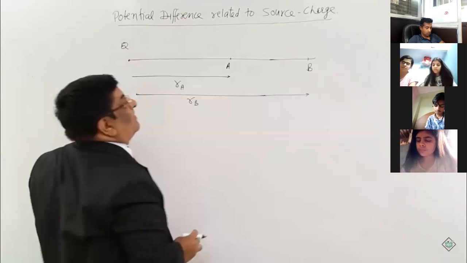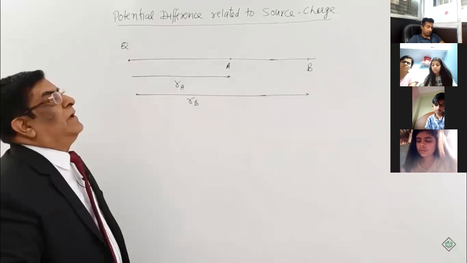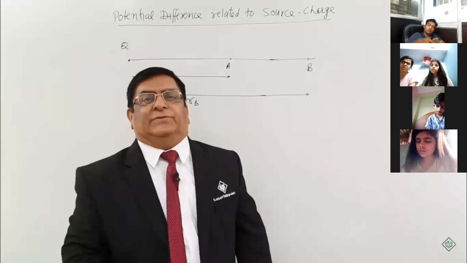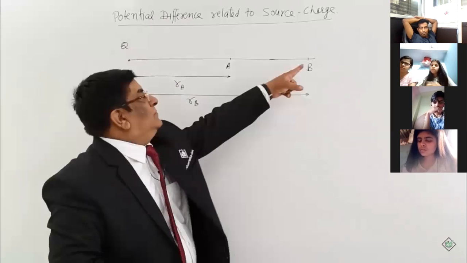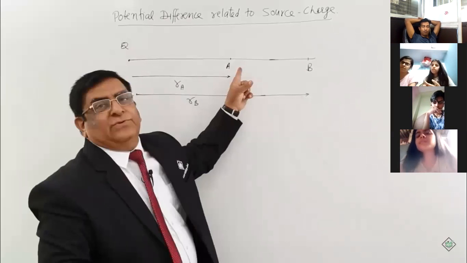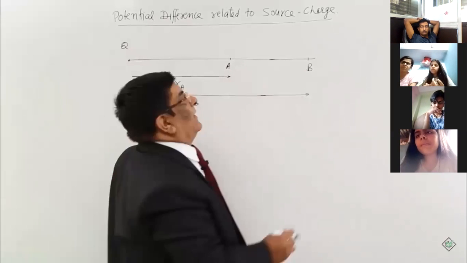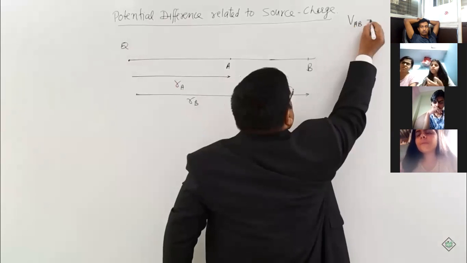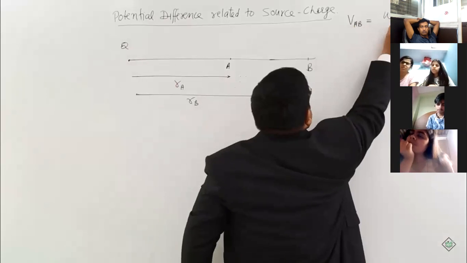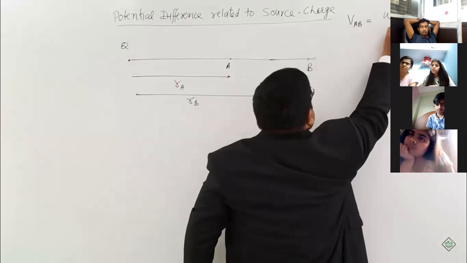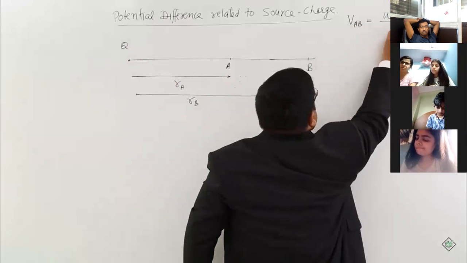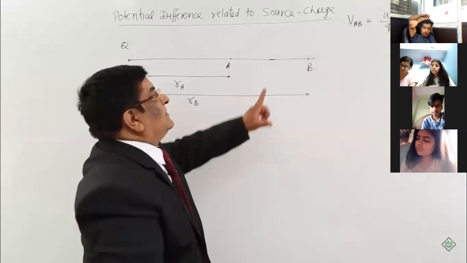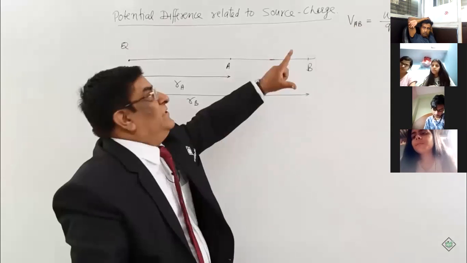Okay, I know the basic formula. The basic formula for potential difference is whatever work I have to do going from B to A. So if I find that, then I will know the potential difference from A to B, that will be equal to work done from B to A divided by charge carried. This is my fundamental formula on which I will be working.